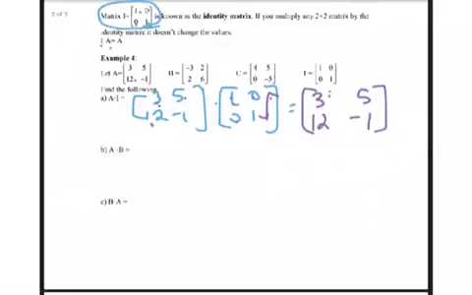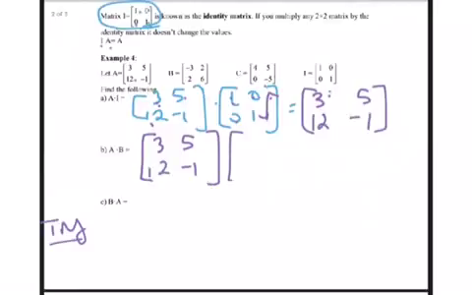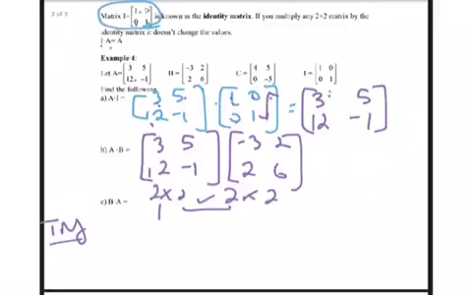I'm going to do B for you, and then you will do C for yourself. So B, I'm going to multiply 3, 5, 12, negative 1 by negative 3, 2, 2, 6. And again, since I have a 2 by 2 and a 2 by 2, these are the same, so I can multiply, and I'm going to get out a 2 by 2.